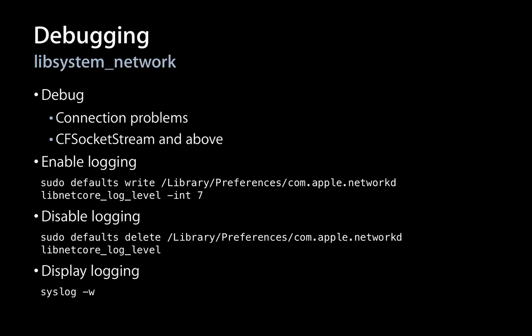You can enable the logging on OS X by using a defaults write. You can disable it by using the defaults delete. And then you can actually display the logs using syslog -w.